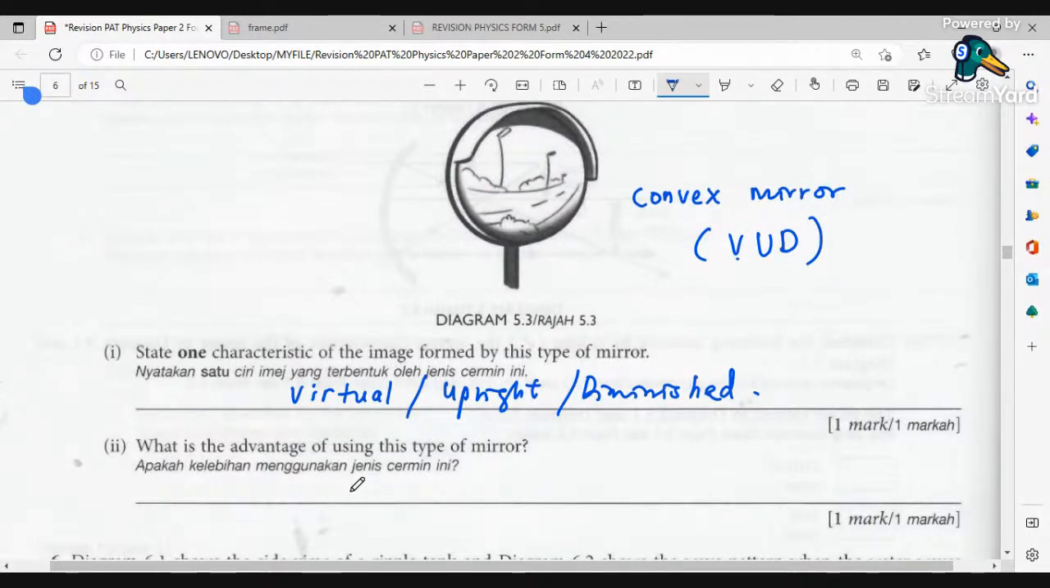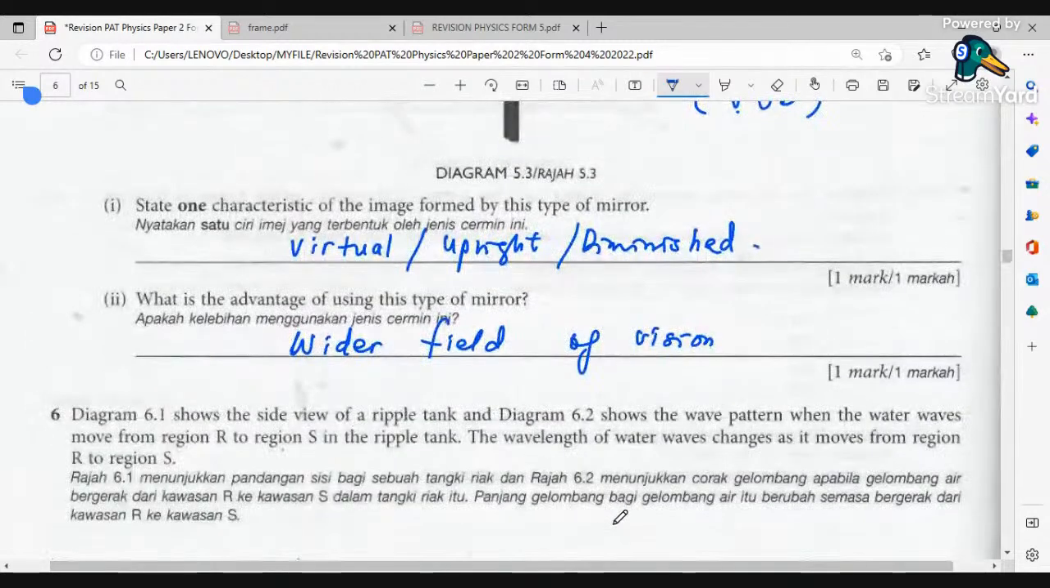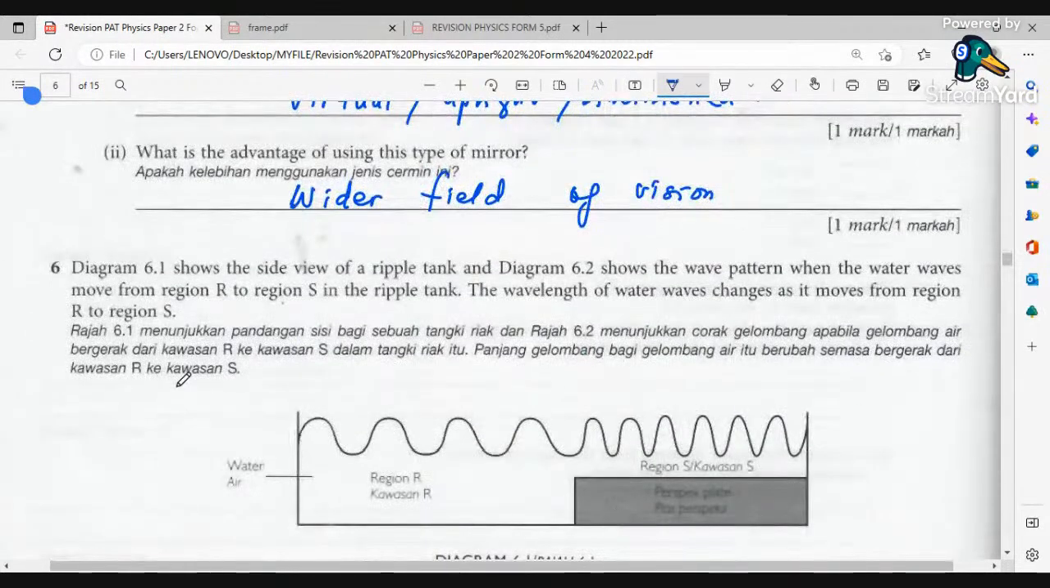What is advantage of using this type of mirror? Okay, wider field of vision. That's why I can observe anything hidden behind the sharp corner. Okay, wider field of vision, ruang pandangan yang lebih luas. Wider field of vision.